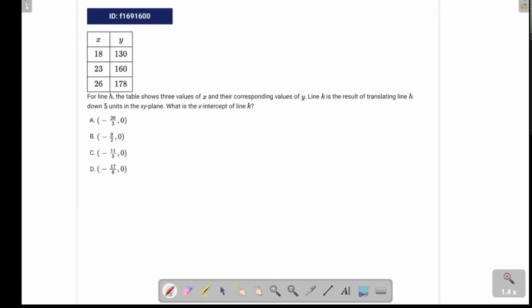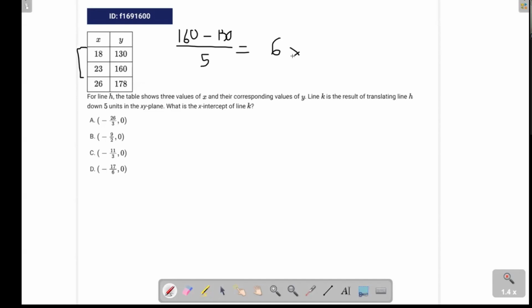So what we first need to do is we're given this table, and it's similar to that other one we saw. First we're going to do the slope, which is change in Y over change in X. We're given our Y values and our X values. So we're going to use these 18 and 23 X values, and we're going to do change in Y over change in X, which is going to be 160 minus 130. And then our change in x is just 23 minus 18, which is going to be 5. And when you do the math here, you will get a slope of 6.